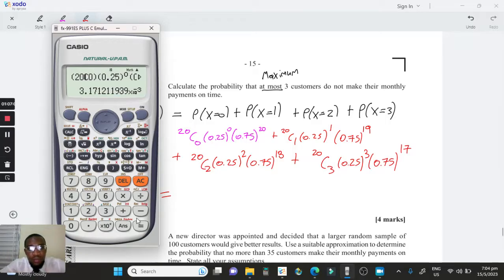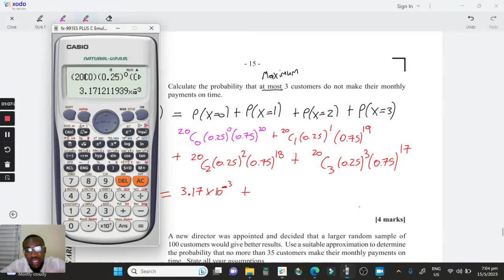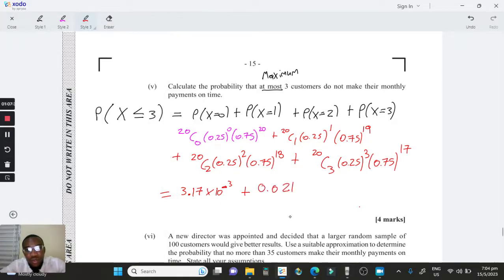I'm going to do it one by one. I didn't want to do it one by one. 3.17 times 10 to the negative 3 plus, change it now from 0 to 1. The reason why I'm doing it one by one is it's easier to do this. Change it to 1, change this to 1, change this to 90. To type everything in the calculator one time can be tiring. That's 0.021114.